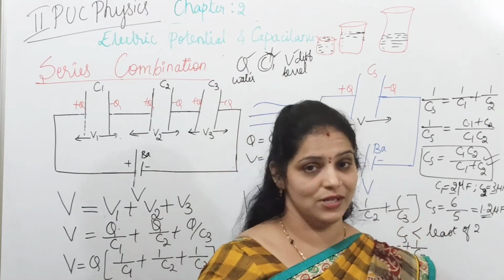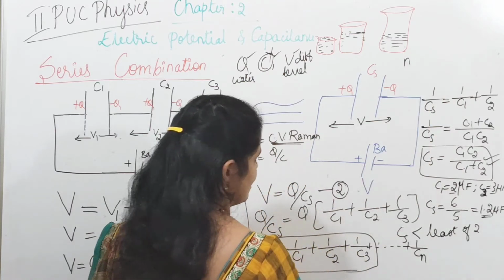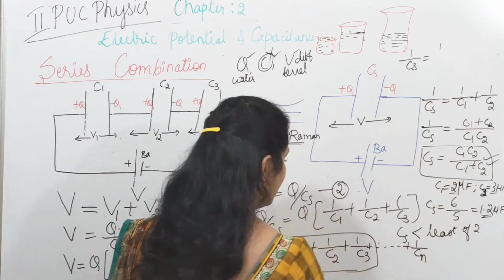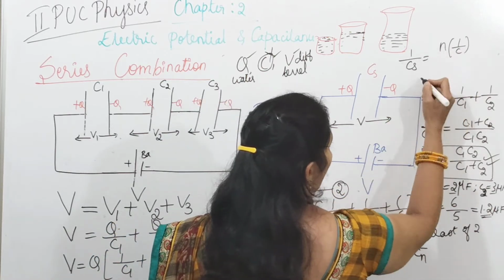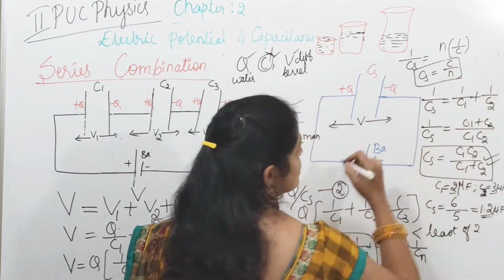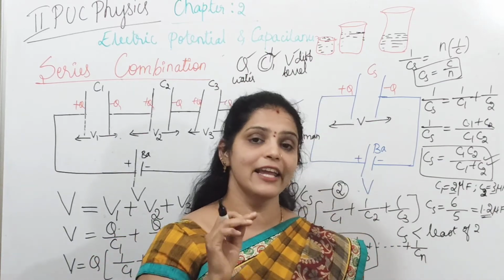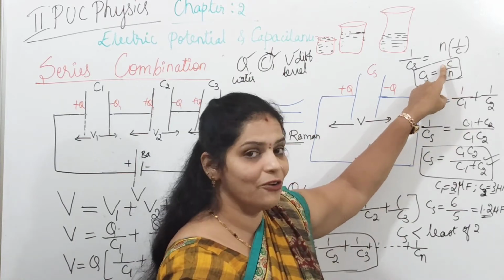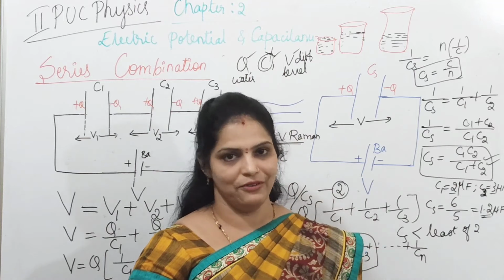Then what happens to its capacitance? See, if you are having n number of identical capacitors, then how to write CS? 1 by CS can be written as n times 1 by C, or CS is equal to C by n. Okay, CS is equal to C by n. If there are 3 capacitors, each of capacity 3 microfarad, here you have to write 3 microfarad divided by number of capacitors, 3, which is 1 microfarad.